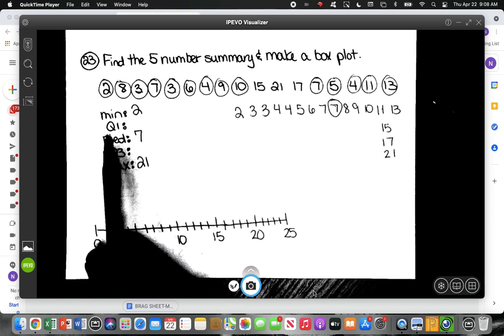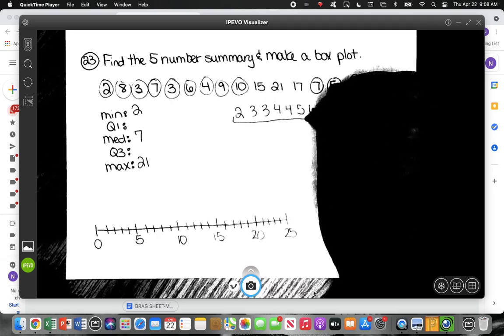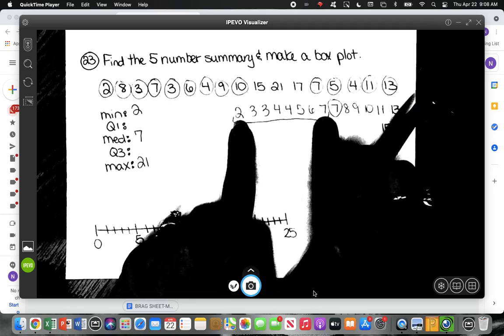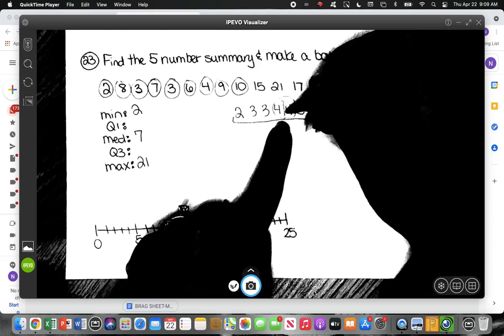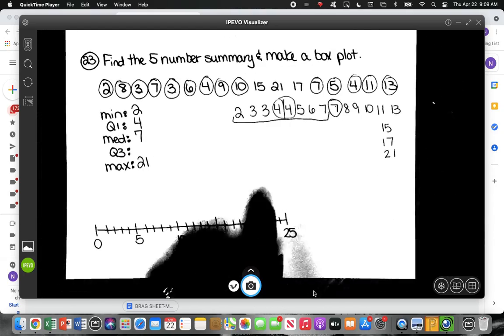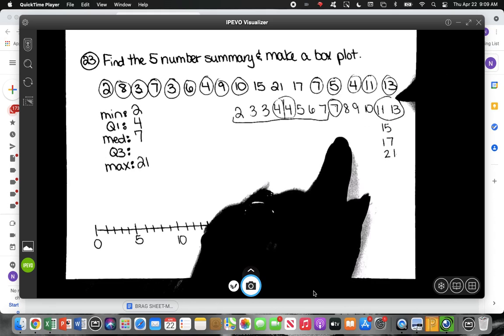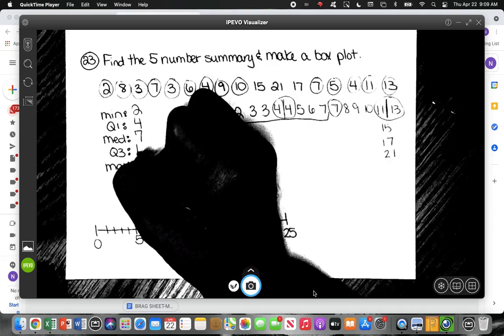Hey guys, how do we find Q1? What do we find the median of? All right, the lower half here. So the median there, we start here, work our way in. These 4 split the middle, so it's just 4. Now here, the 11 and the 13 split the middle, so what would I write there? Yep, so we would do 12.